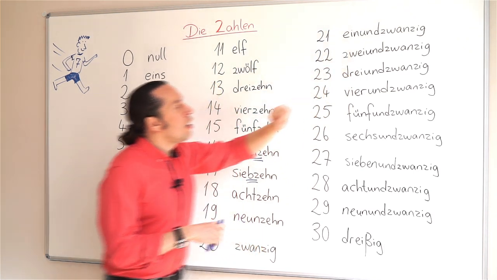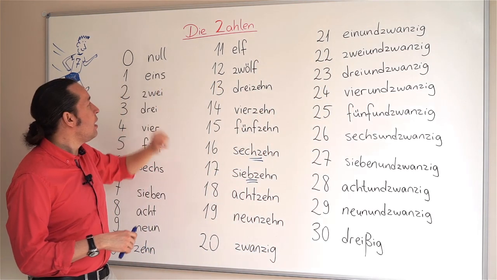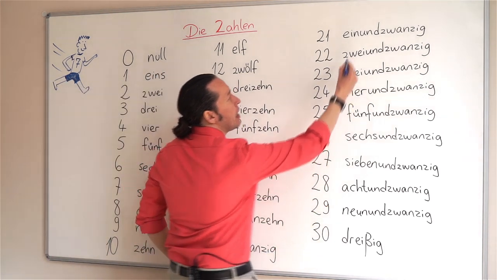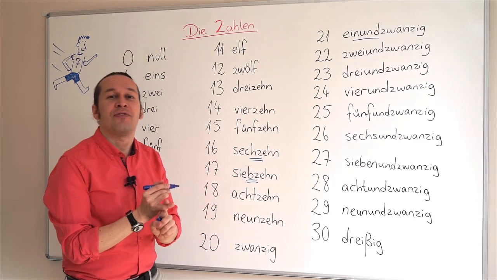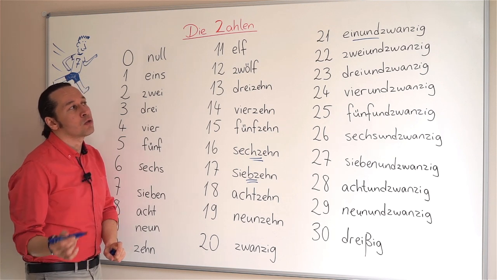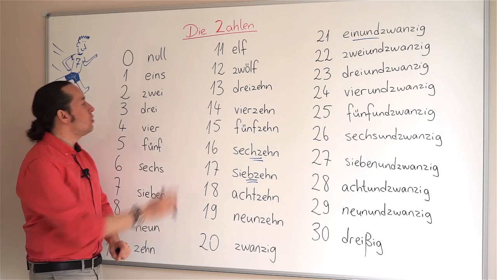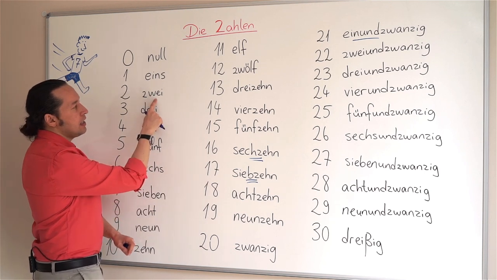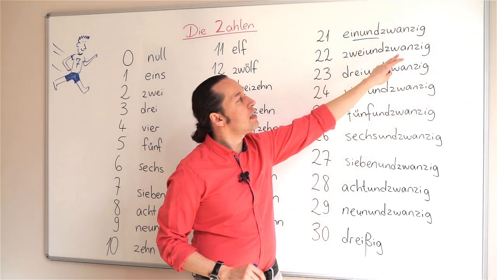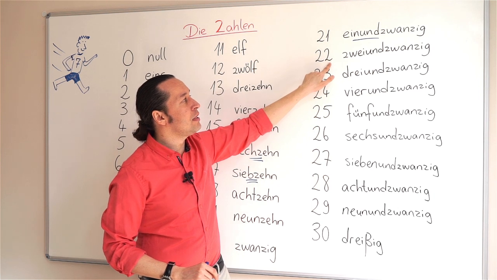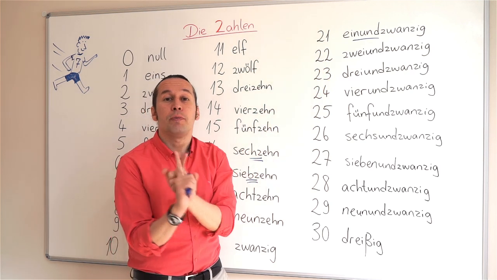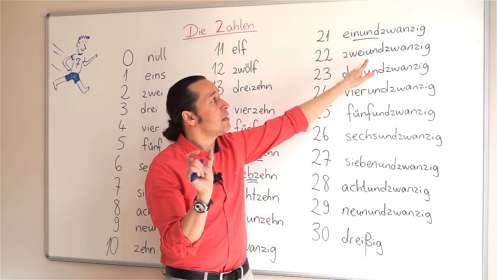So we'll go step by step with this. Eins is 1, but here we are going to drop the S and then we'll say einundzwanzig, 21. For 22, what is 2? Zwei. So 22: the first digit, 2, and then after comes 20, and then we put this all together with und in between: zweiundzwanzig.